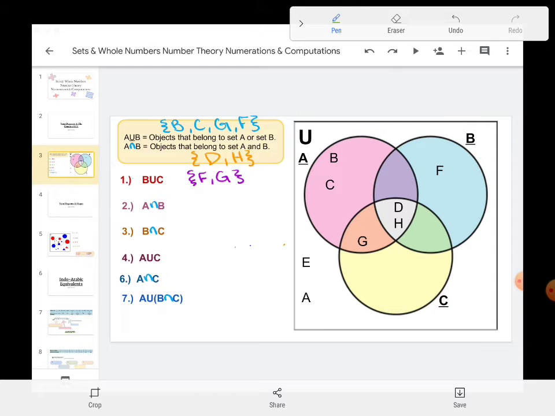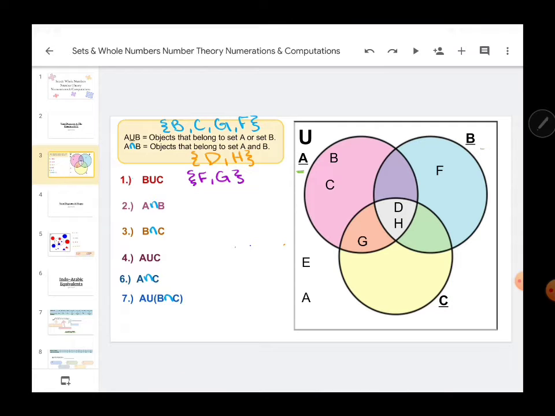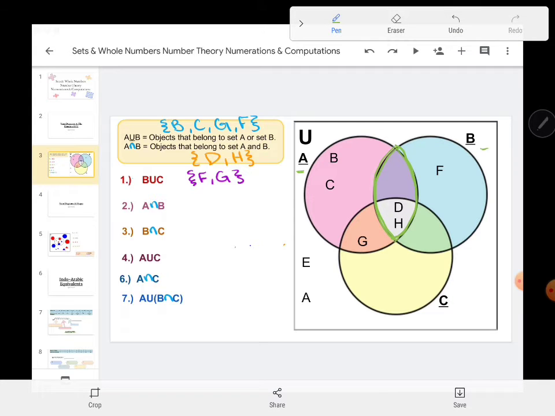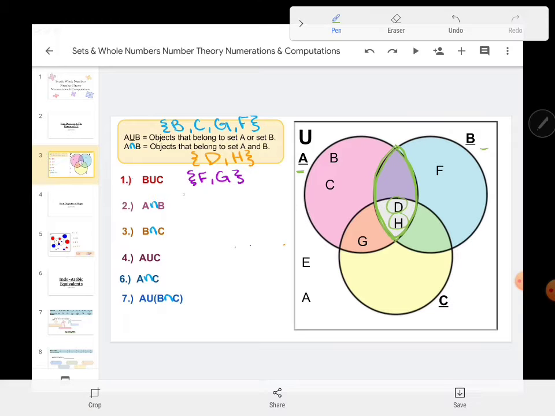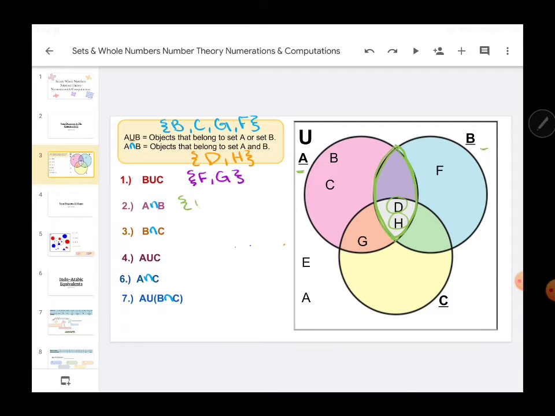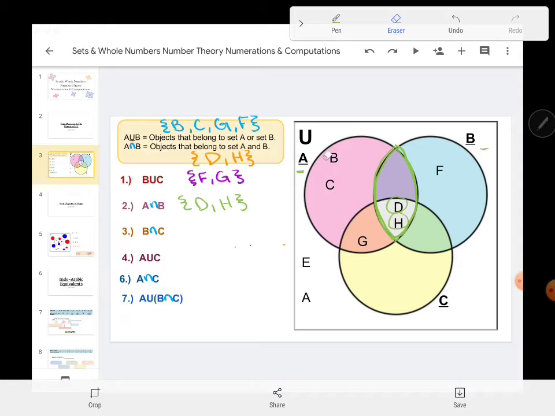If we look at our Venn diagram and identify the section between A and B, we'll notice that this purplish gray section right here is actually going to hold all of our solutions because it is a part of A and B. Therefore, D and H will be a part of our solution set. So we'll go ahead and do our brackets. We'll put D, H, and that'll be our solution for this problem.